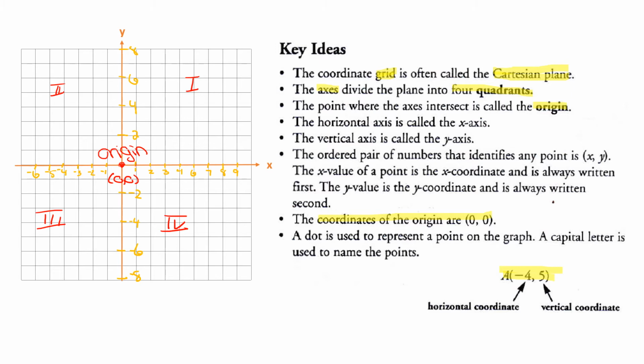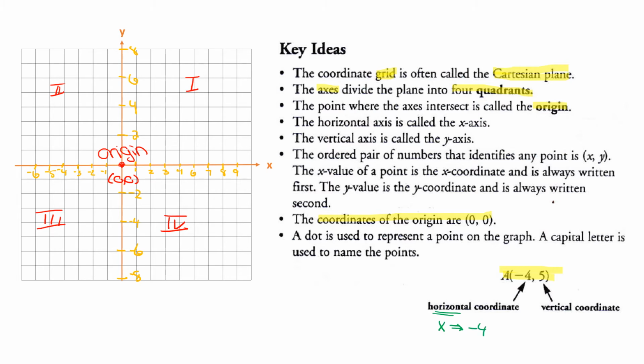Okay, so I've labeled my axes, and now I'm going to put on this point A, which is at (-4, 5). Okay, (-4, 5). So the first is my horizontal coordinate. That's my x value. So on my x-axis, I have to go to -4.